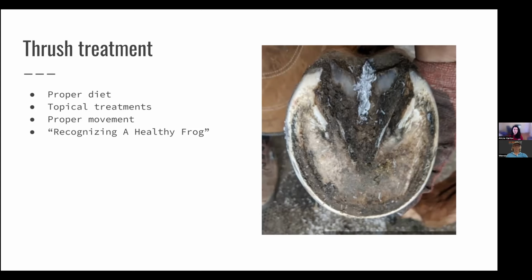But really, one of the best things you can do is get that horse proper movement. Movement is going to be stimulating that frog enough where ideally it's stimulating that frog to grow healthy material. And you want it moving over varied terrain. So again, that webinar is called Recognizing a Healthy Frog. If you're worried at all that there might be some thrush issues going on, it would be worth going back and checking that one out.